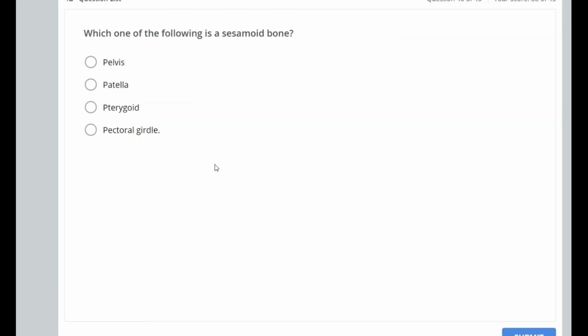Which one of the following is a sesamoid bone? Pelvis, patella, pterygoid, pectoral girdle. Option B, patella, is the right answer.